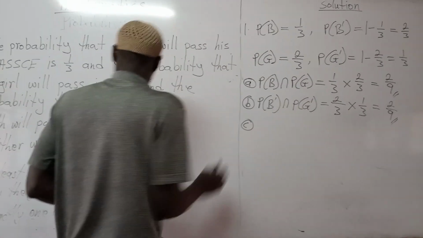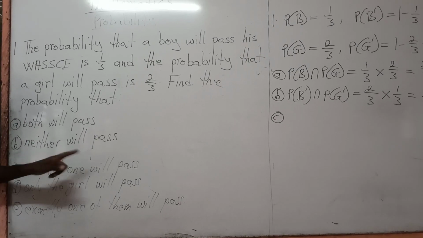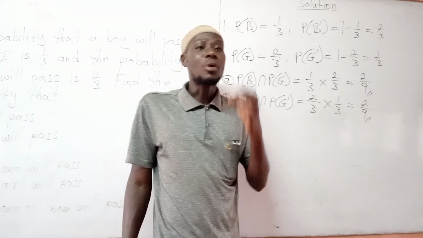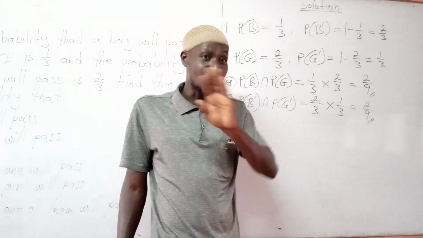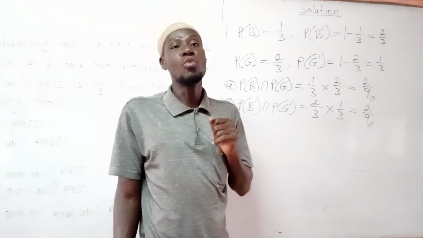Now C, it continues and says that we should find the probability that at least one will pass. At least one will pass means either the probability that the boy will pass and the girl will not pass, or the probability that the girl will pass and the boy will not pass.